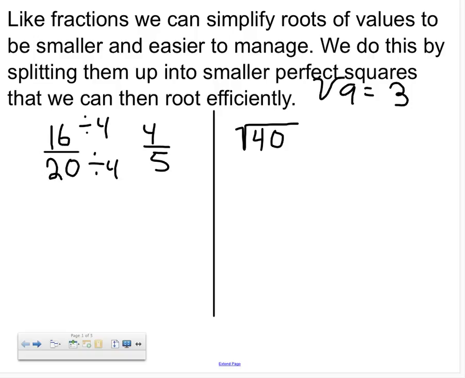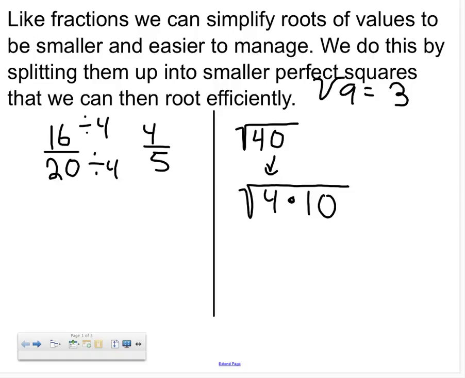I can actually reduce it down a little bit so that it's still the same amount, just looks a little bit smaller. So I'm going to ask myself, how can I split 40 up? What's a perfect square that goes into 40? What's a perfect square that can be divided into 40? Well, 4 is one. 4 is a perfect square. So I can change 40 into 4 times 10. And the reason I do this is because with square roots, you can apply it individually to multiplication, unlike you can with addition or subtraction.